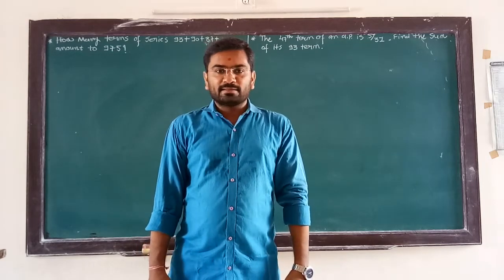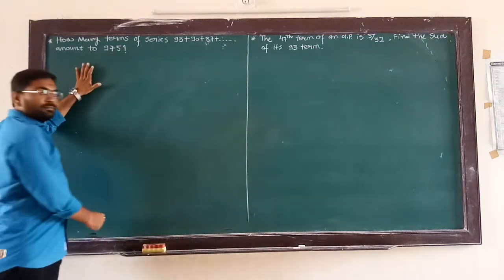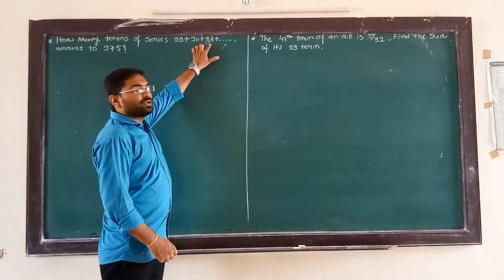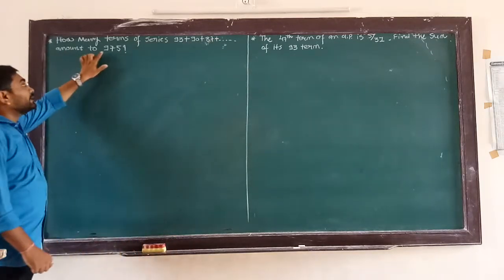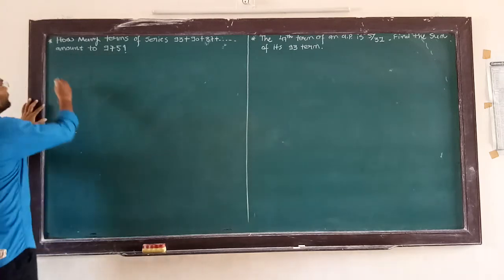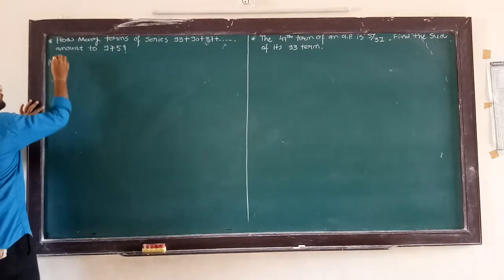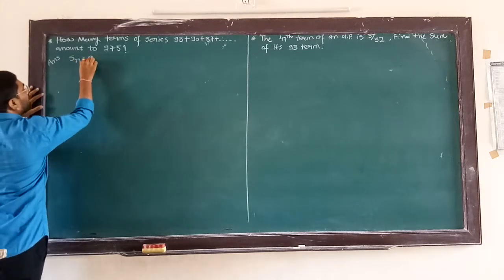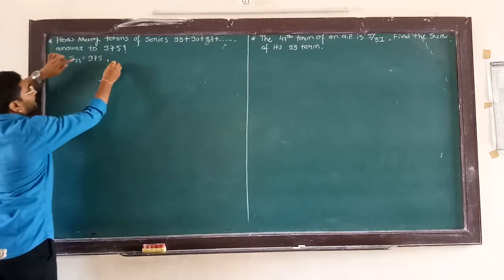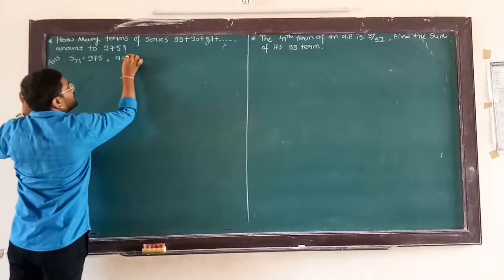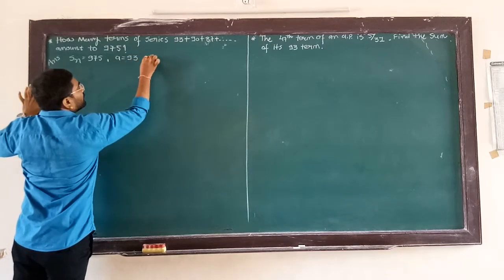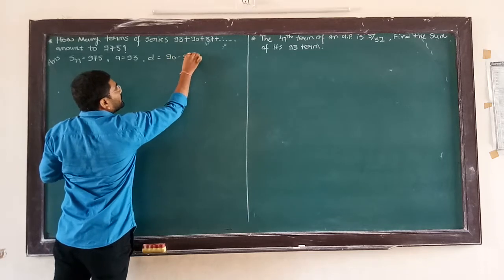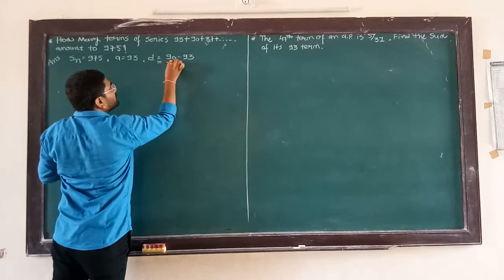Business mathematics subject. See on the board: how many terms of the series 93 plus 90 plus 87 amount to 975? The given terms are written here. Sn is equal to 975. A is equal to the first term, 93. D is equal to the second term minus the first term, which means 90 minus 93 is equal to minus 3.